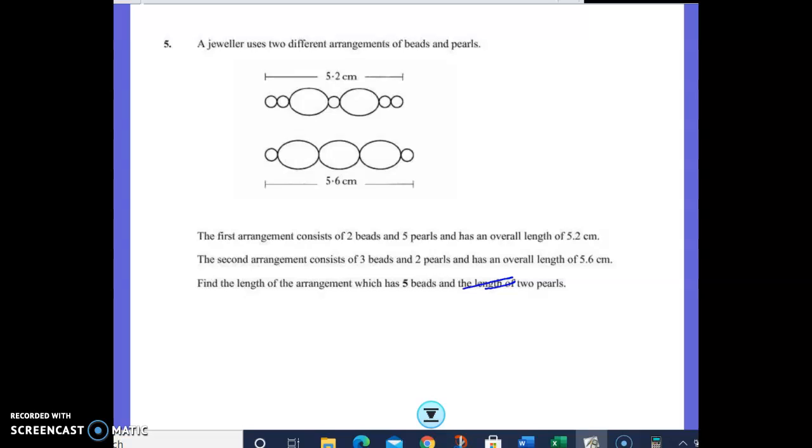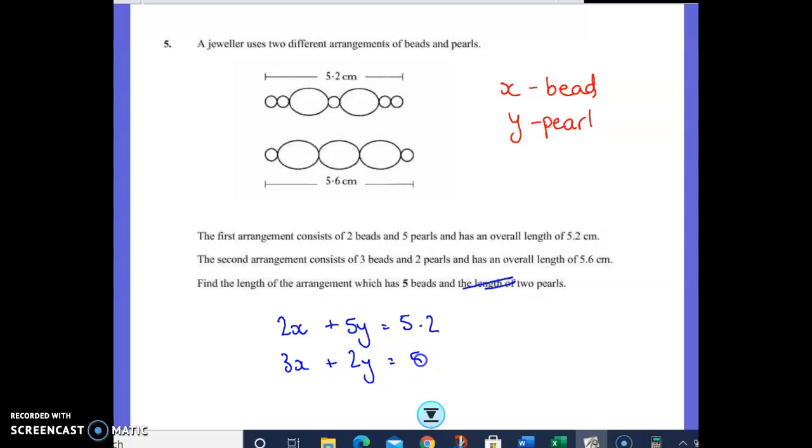Right, first thing first then. I'm going to make x a bead and y a pearl. I don't want to deal with B's and P's. Too similar for me. Okay, first one then. I've got 2 beads, so I've got 2x. I've got 5 pearls, that's 5y. And altogether that's 5.2. Second arrangement, I've got 3 beads, so I've got 3x, 2 pearls, 2y. And altogether that's 5.6.